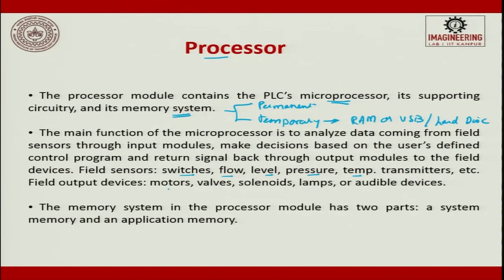The output devices can be motor, valve, solenoid, lamps, and audible devices. So, all these things are output devices, and field sensors are going to be switches, flow indicator, level indicator. Flow is nothing but the discharge Q. Level indicator is the level as against a linear scale it compares, right.